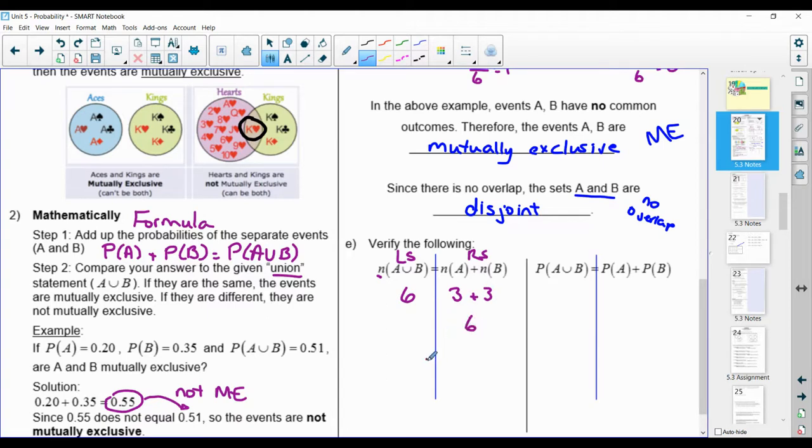Those add up to the same. So these are mutually exclusive based on this. The probability of A or B was 6 out of 6, which is 1. The probability of A was 1/2. The probability of B was 1/2. That totals to 1. So again, both verify that it's mutually exclusive.